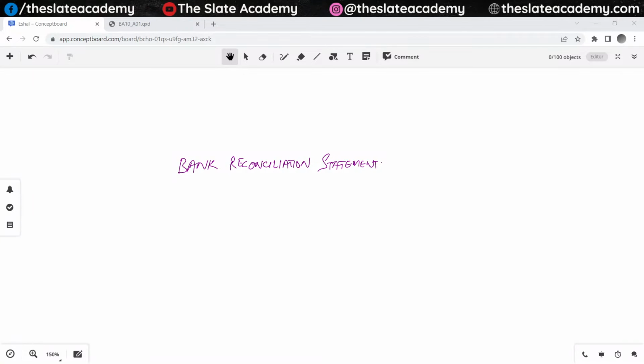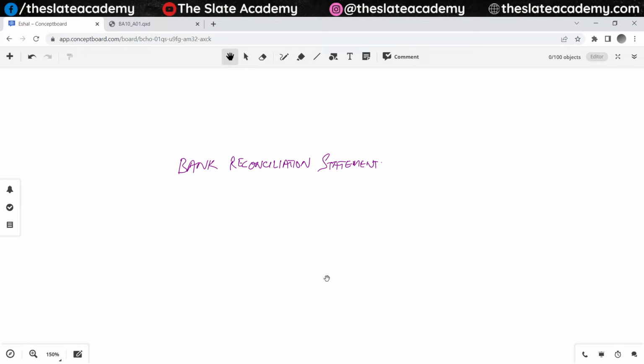All right, the next topic is bank reconciliation statement. So, what are bank reconciliation statements? In order to understand that, we have to consider a scenario, and then we'll be able to understand what bank reconciliation statements are. Okay, the business involves cash dealings with other businesses. That's something quite easy to understand.